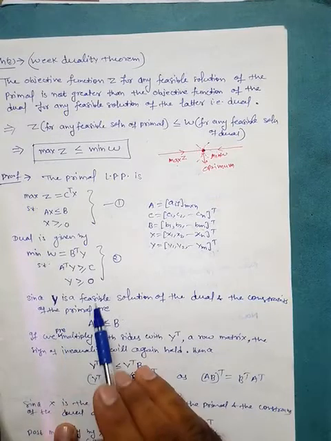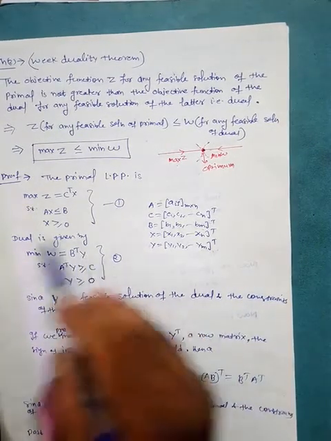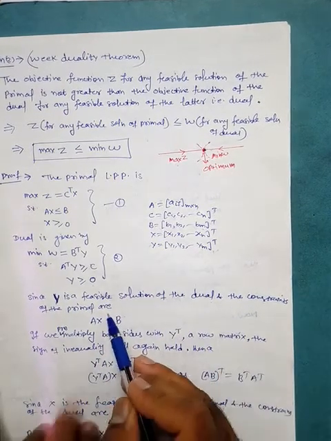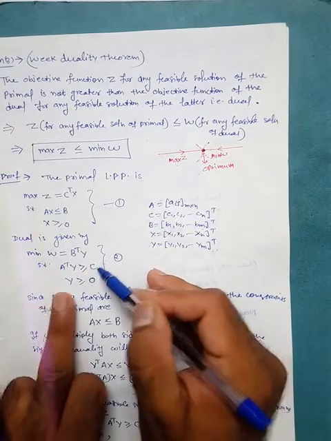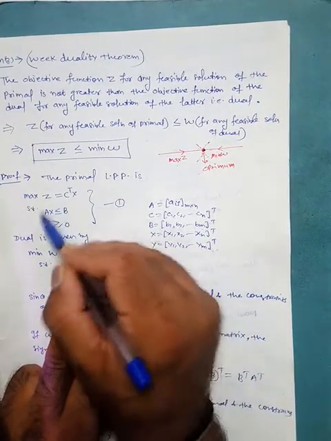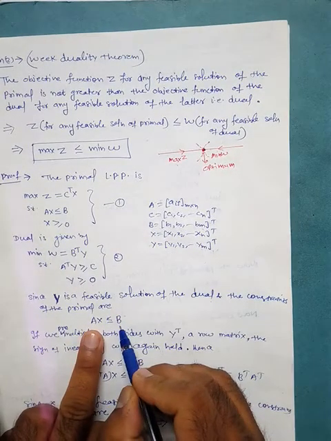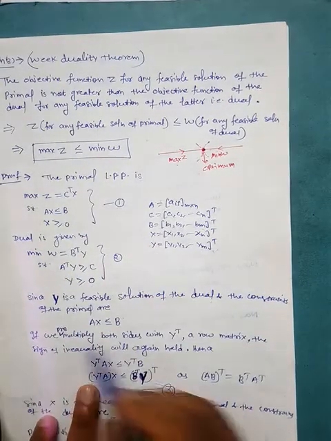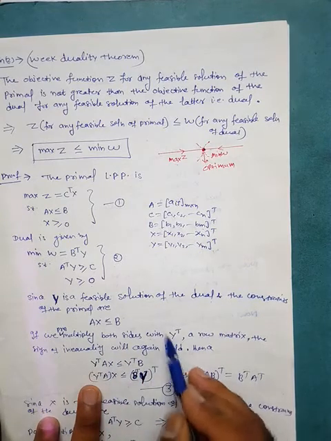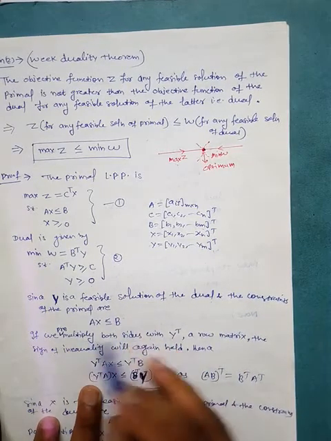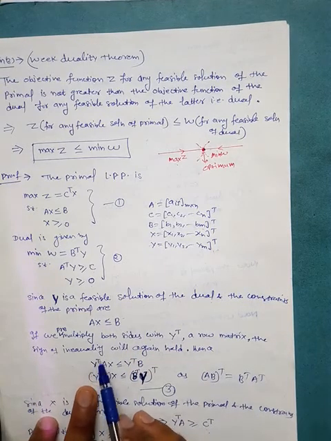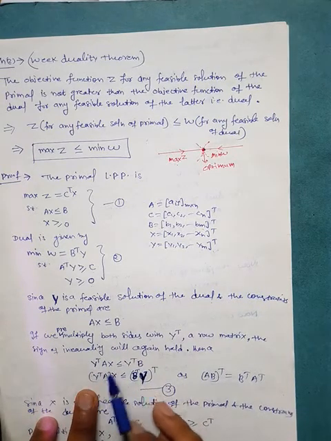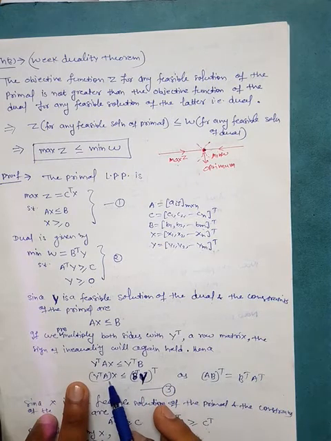Now y is a feasible solution of the dual. Suppose y is a feasible solution of the dual and we take the constraint of the primal, Ax less than or equal to b. So we took the constraint from the primal, the variable from y, and if we pre-multiply both sides by y transpose, we get y transpose Ax less than or equal to y transpose b. Multiplying both sides. This can be rewritten as y transpose of A times x with the help of associativity.